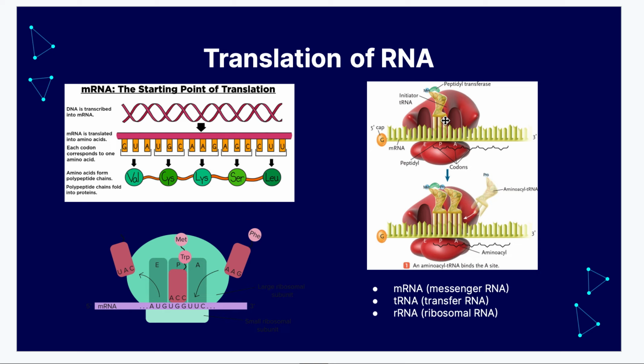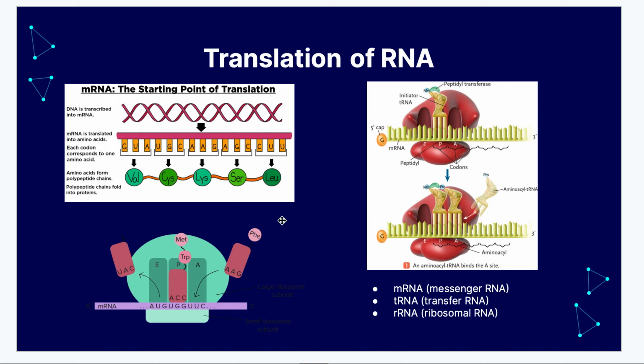The tRNA lands on the A site of the large subunit of the ribosome with its corresponding anticodon that matches the mRNA's codon. The tRNA then shifts to the P site, which is right here, while simultaneously another tRNA attaches itself to the A site. When the tRNA reaches the E site, this is called the exit site. And this is when the tRNA exits out of the ribosome. However, as it exits, the tRNA leaves its amino acid, forming a peptide bond.